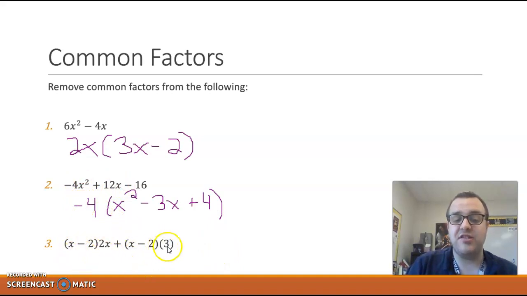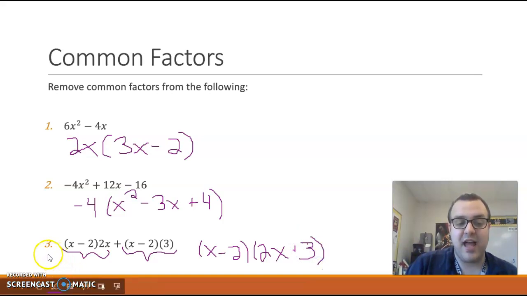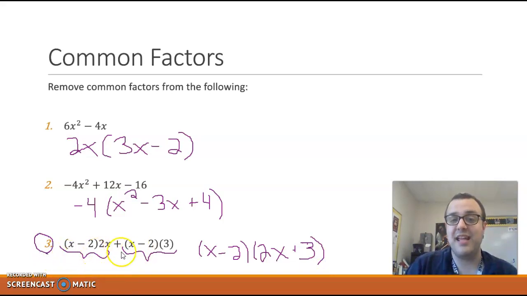Down here, we actually have a GCF. It might not look like we do, but we do. Because these are being multiplied, this actually is one whole term, and this is also a whole term. So the thing that's going to be the same in both of them is actually the x minus 2. So I can take out an x minus 2, and then what I'm going to be left with is 2x plus 3. That would be what I'm left with if I divided both by x minus 2. Now, pay attention to this last example here, because when we talk about factor by grouping, this is one of the steps that we're going to see. So it might be a good idea to come back and look at this one.